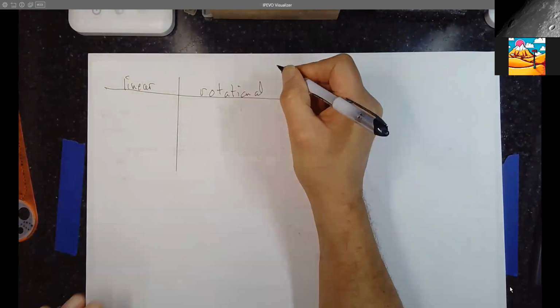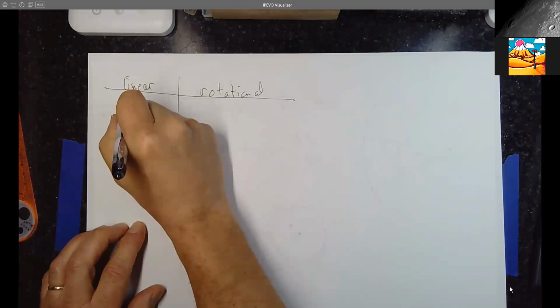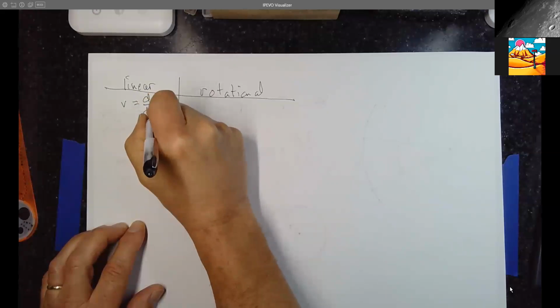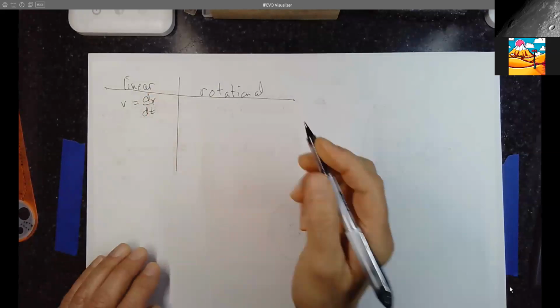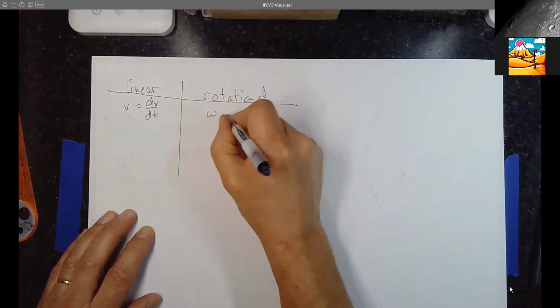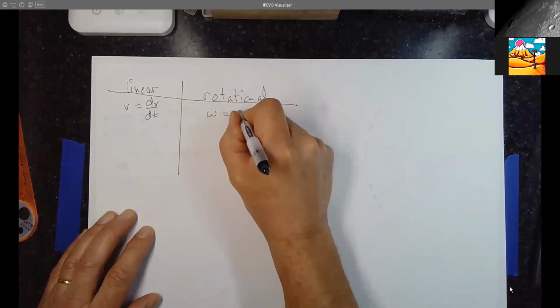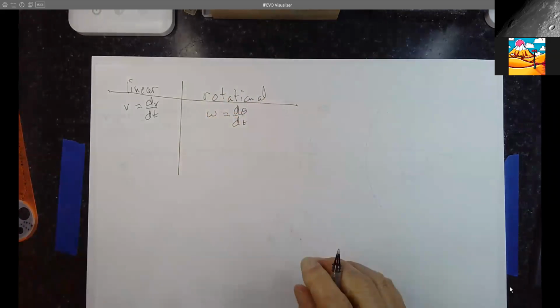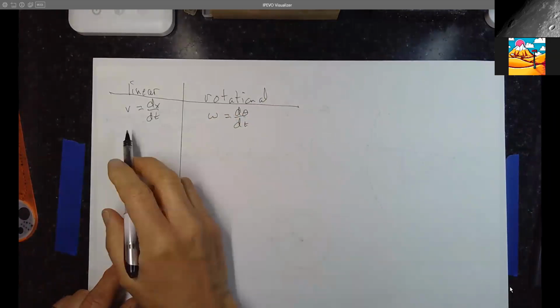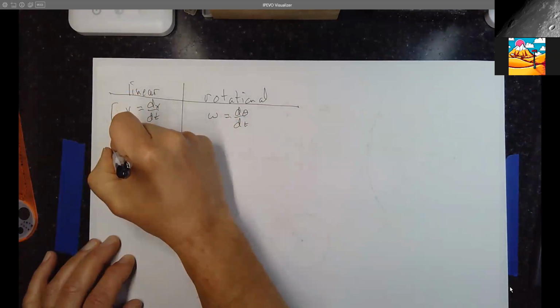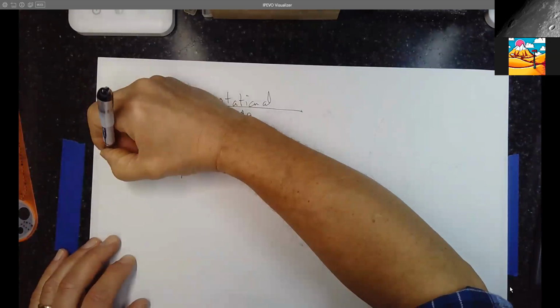Something we had linear-wise, we had that the speed was equal to dx dt. Rotational-wise, we'll have angular velocity is going to be d theta dt. So that's a fairly straightforward thing. In linear motion, if we had constant, and I'm going to start with constant velocity here.